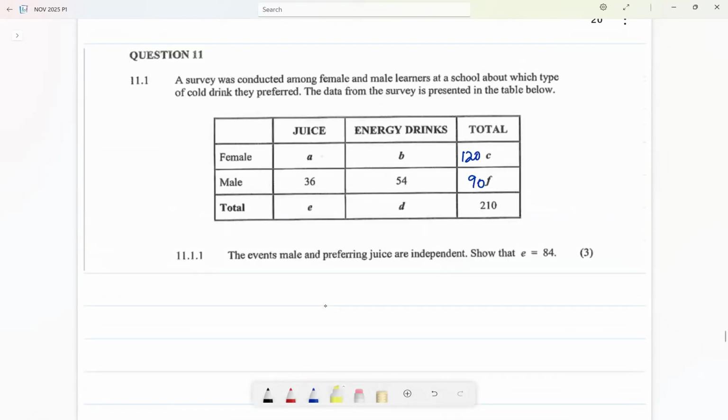Then they tell you that the events of male and preferring Jews are independent. Remember, when they are independent, it means the probability of male and liking Jews is going to be the probability of male multiplied by the probability of Jews. Then they are equal. If they are independent, they are equal. In this case, you're not trying to prove.